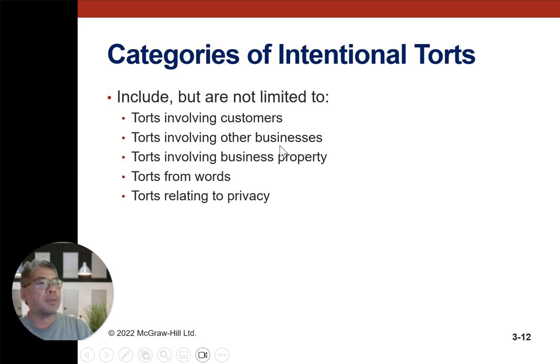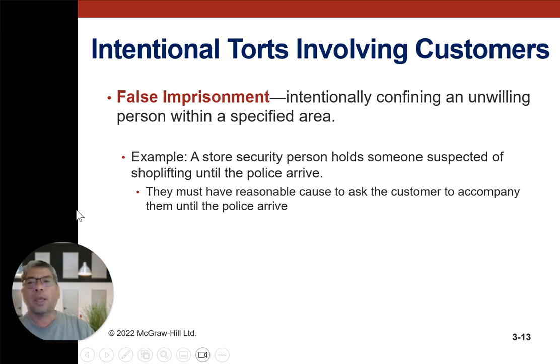torts involving customers, torts involving other businesses, torts involving business property, torts from words, and torts relating to privacy. And then there is false imprisonment: intentionally confining an unwilling person within a specific area. For example, a store security person holds someone suspected of shoplifting until the police arrive. They must have reasonable cause to ask the customer to accompany them until the police arrive.